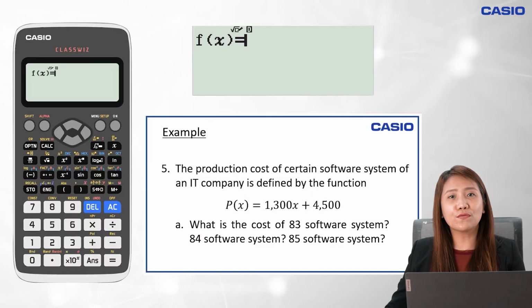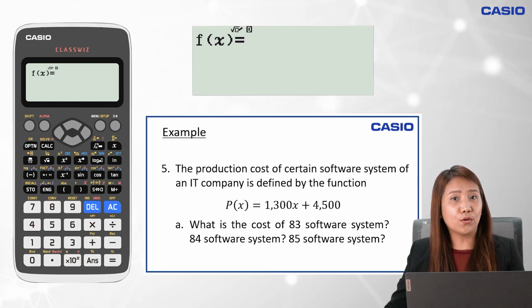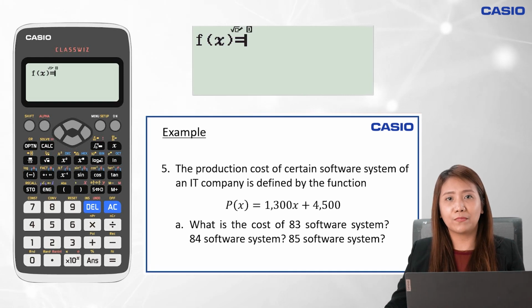The production cost of a certain software system of an IT company is defined by the given function, which is P of X is equal to 1,300X plus 4,500. The first question is, what is the cost of 83 software systems, of 84 software systems, and of 85 software systems? To answer A of the problem, first we press menu and 9.